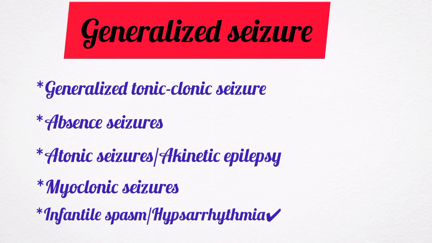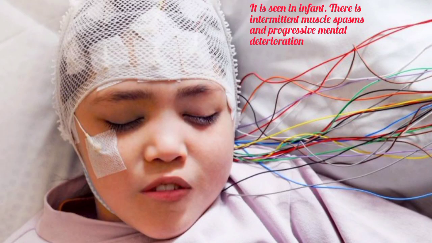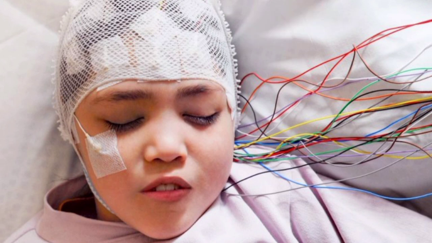The fifth one is called infantile spasm. This can also be called hypsarrhythmia. It is seen in infants. In this kind of epilepsy, probably it is not a form of epilepsy, but then there is intermittent muscle spasm and progressive mental deterioration. Also, diffuse changes in the interictal EEG are usually noted.